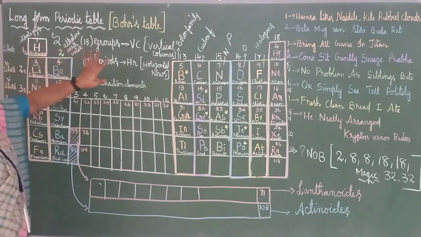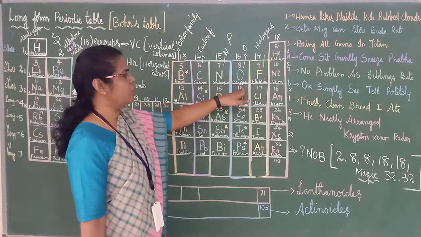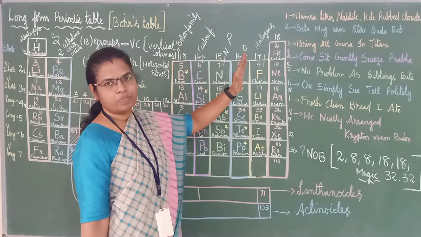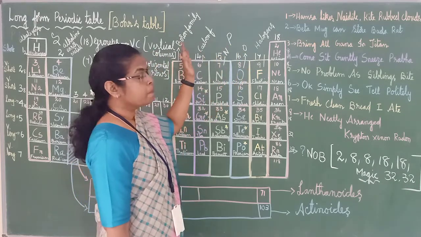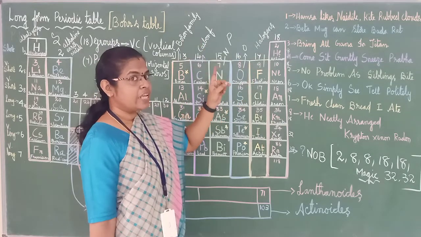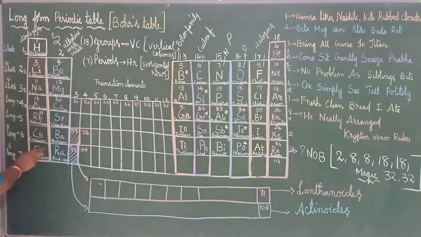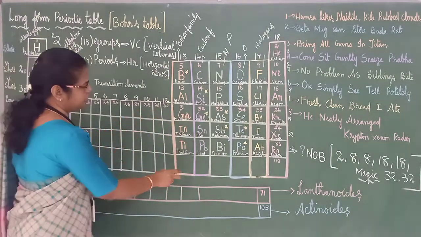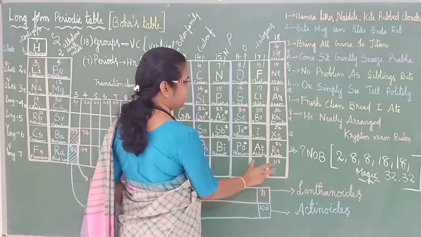Hydrogen, helium, lithium, beryllium, boron, carbon, nitrogen, oxygen, fluorine, neon. Like that. On what basis have we made them? On the basis of atomic number. Arranged based on atomic number. So this is group 1, group 2, group 3, group 4, group 5, group 6, group 7, group 8, we can tell.